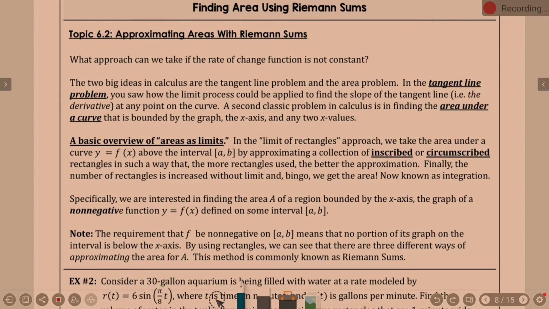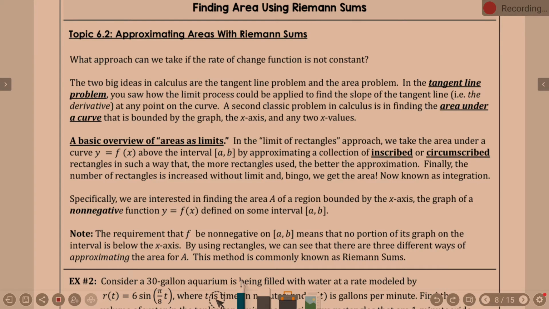As we talk about this, a lot of this will make sense as we go through some examples, but area as limits. So in the limit of rectangles approach, we take the area under a curve within a certain interval by approximating a collection of rectangles. So what we're going to do today to begin is take the region underneath a curve and break it up into rectangles. And we're going to find the area of each rectangle and sum those up. That's the idea of Riemann sums.